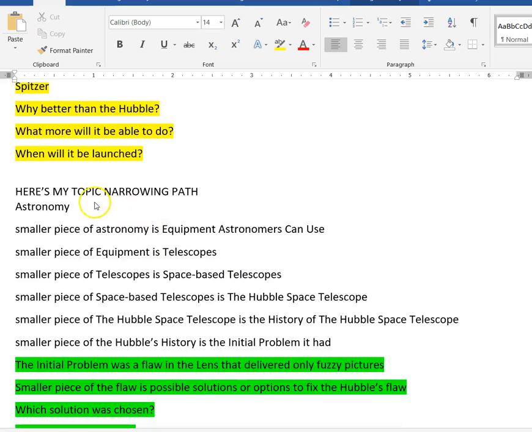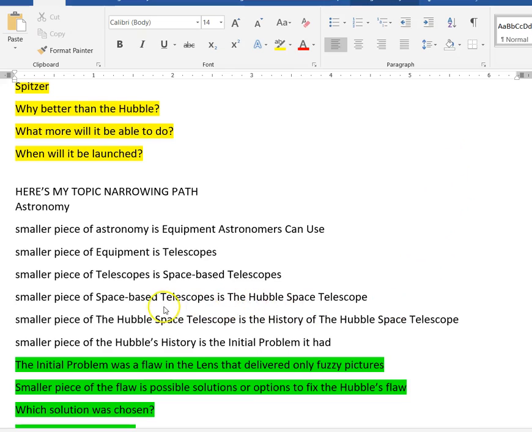So here's the path that I ended up deciding. From astronomy, I went to a smaller piece to equipment, right? From equipment, I went to a smaller piece for telescopes, and then from telescopes, I went to space-based telescopes. You see how it's a tree, right? It's getting narrower and narrower as I go out on the branches. The big trunk is astronomy. I'm way out here on a little branch now on space-based telescopes, but off that little branch are even smaller branches, and those are the ones I want to write down and from which I can choose a topic that is the correct size for me, right?